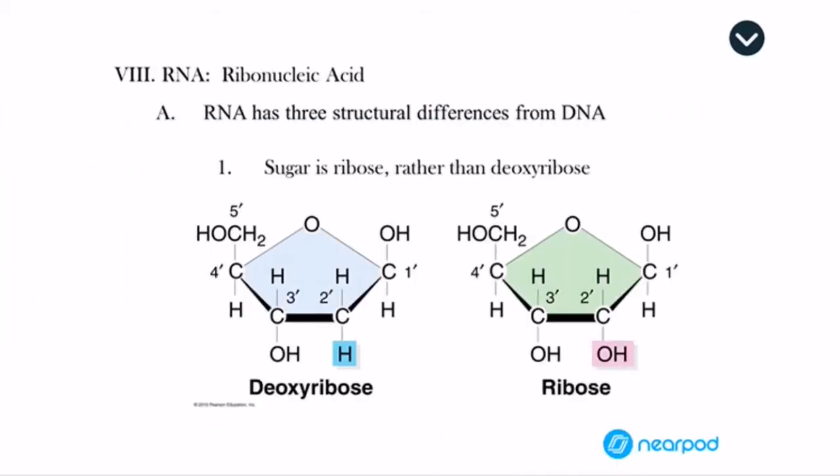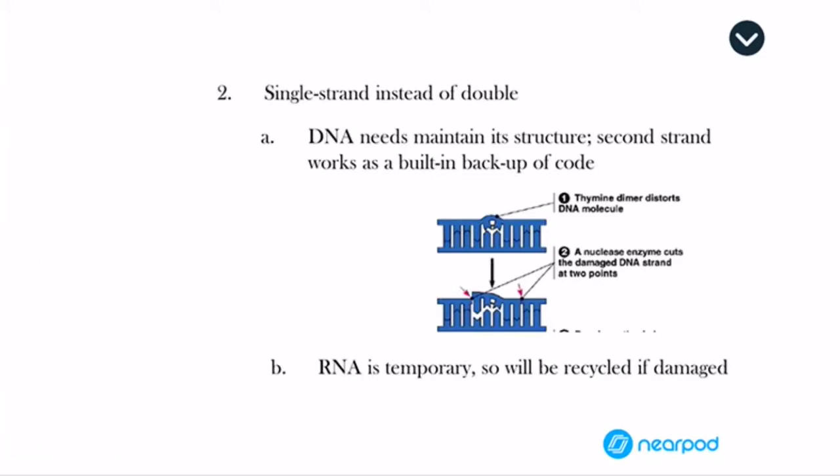So let's talk about RNA real quick. It has three main structural differences from DNA. The sugar in DNA is deoxyribose, but in RNA it's ribose. That's where the letters R and D come from. They're very similar, except there's a missing oxygen down there in the bottom right corner of the deoxyribose that is there in ribose. It's single-stranded instead of double-stranded.